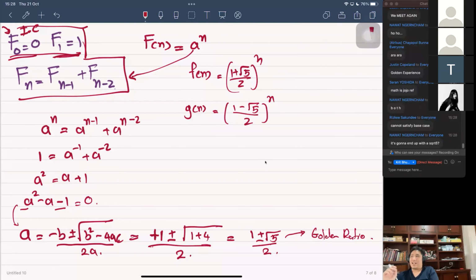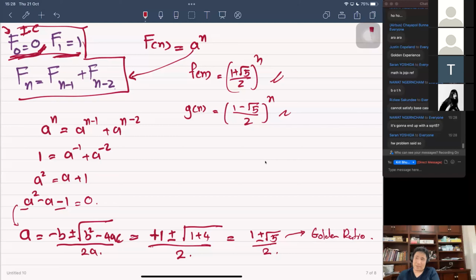Or none of them satisfy the base case, right? For example, f of 0 has to be 0, but when n is 0, f of 0 is 1 and g of 0 is 1. We want f to be 0 when n is 0. So none of them works. What do we do? What else do we guess? Magic h of n. Good. The linear combination of the solutions, right?